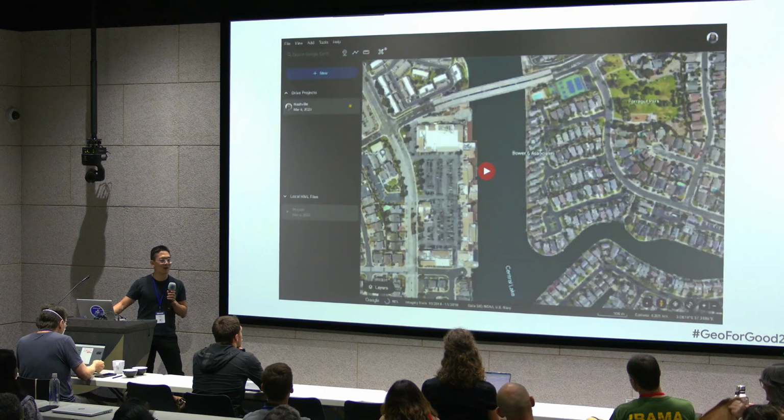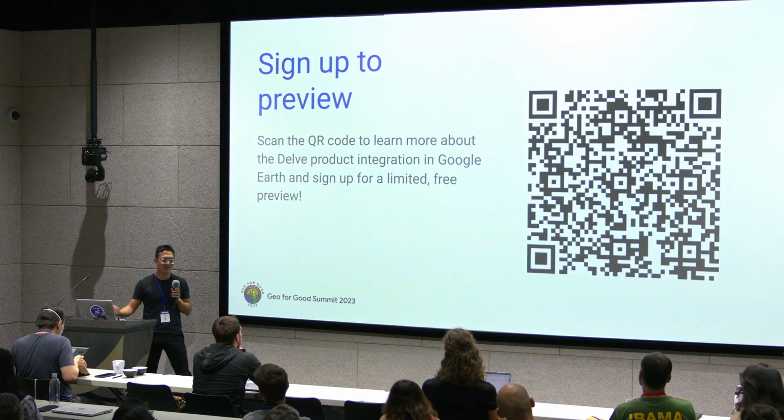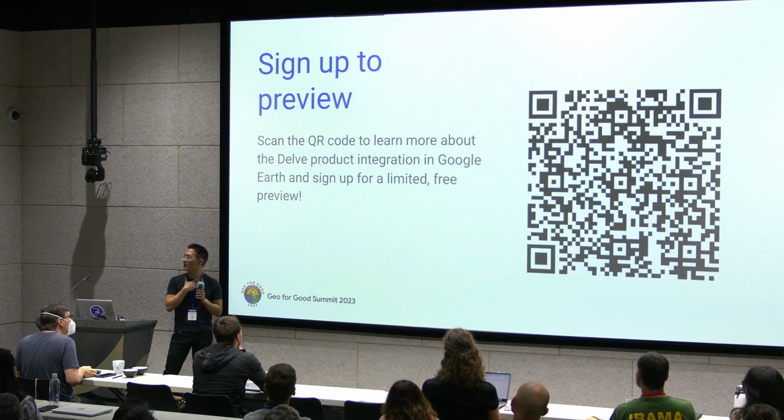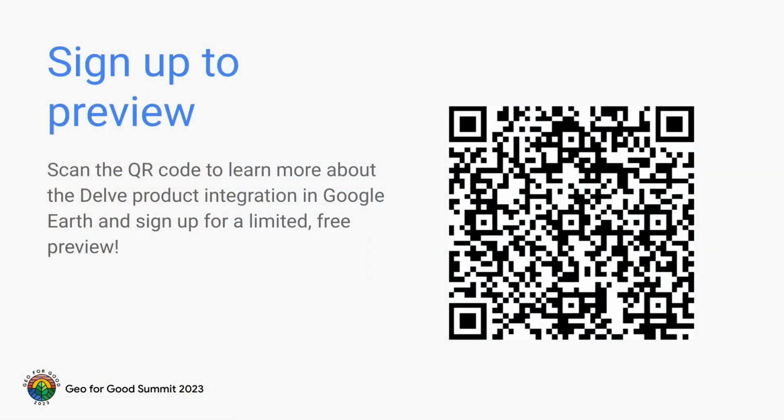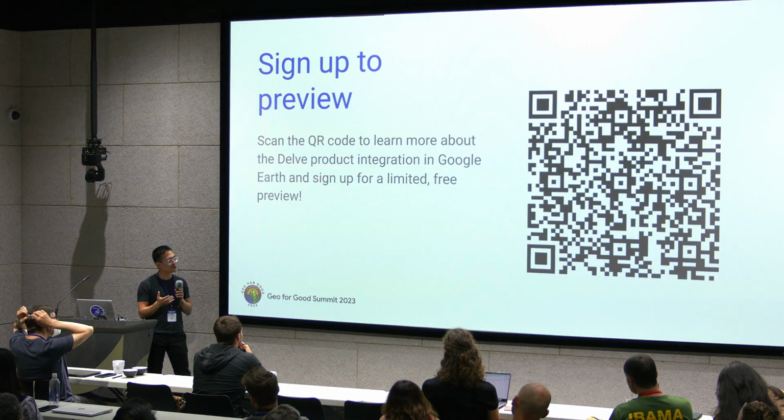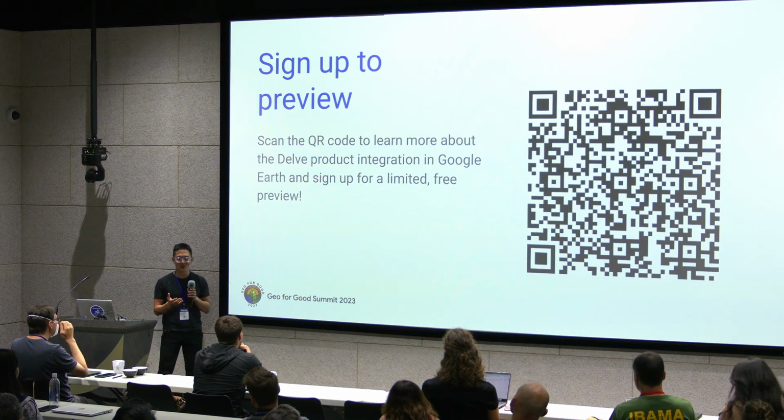As a subtle plug, we are demoing this tool later today at 6 p.m., so come by our demo station and see it in action. But what you'll basically see is exactly what I described. You can use the immersive map in Delve, select your site, bring it into the Delve tool, generate design options, and bring them back into Earth for visualization.